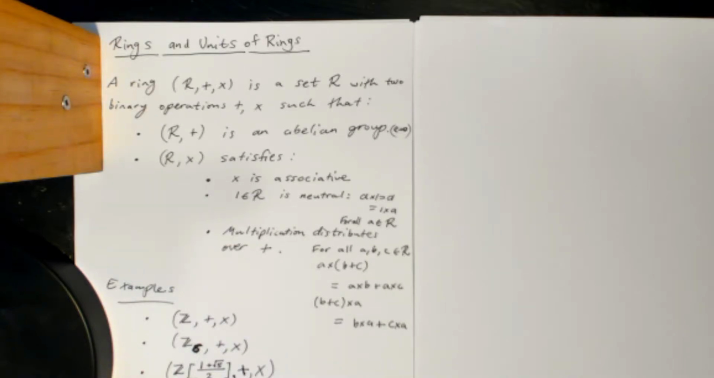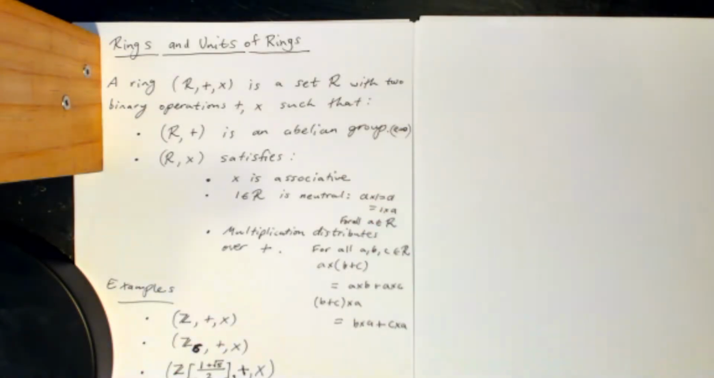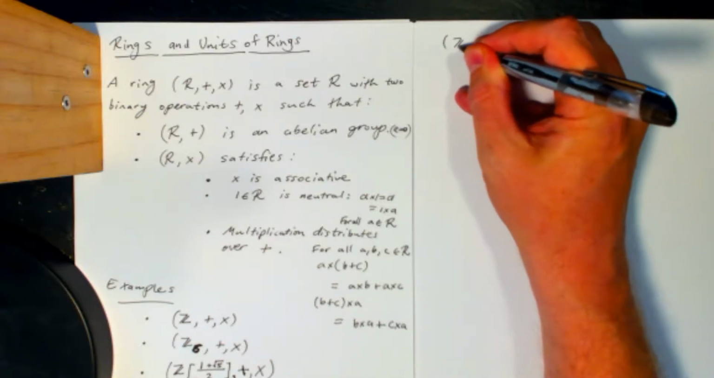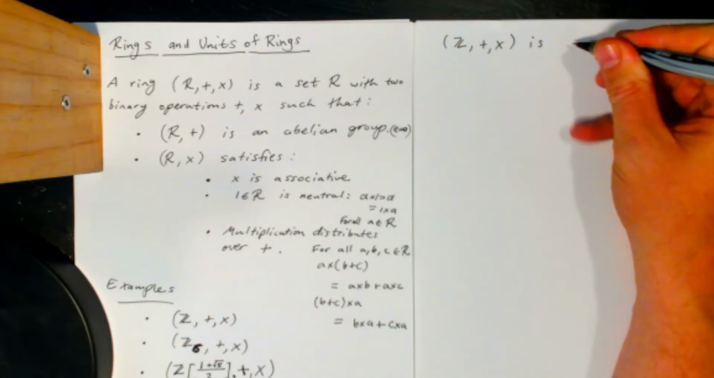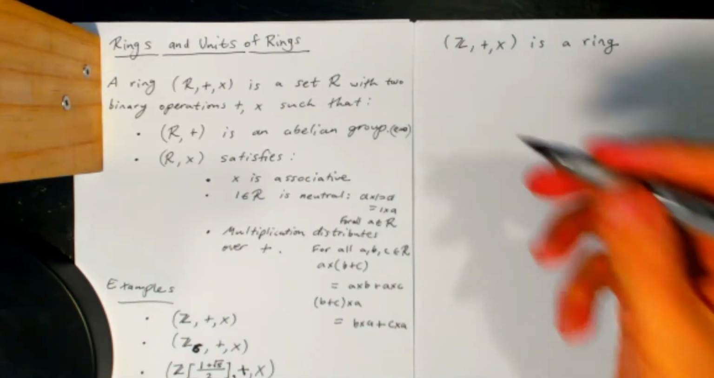Okay, so let's get started here. So we've defined a ring. I want to keep that definition there for a while. So let's start looking at our examples. So the first example says that integers together with addition and multiplication is a ring. Okay, so let's consider this.